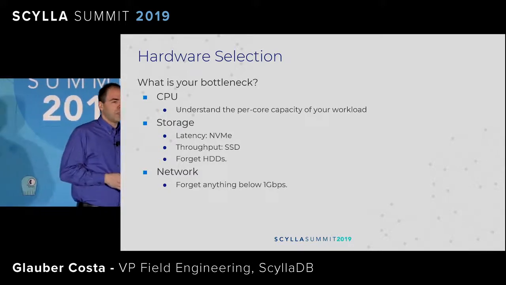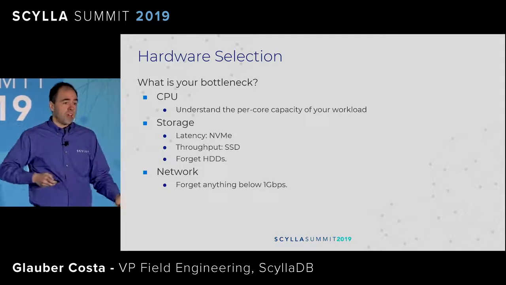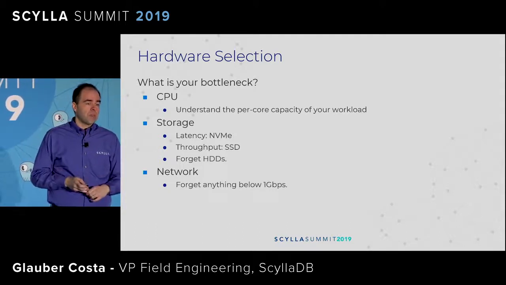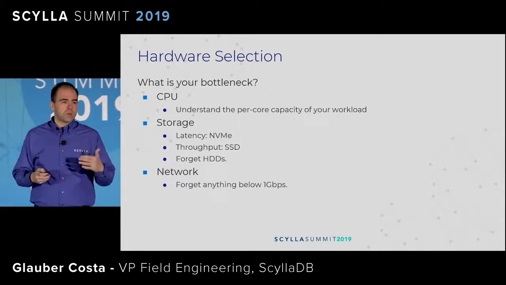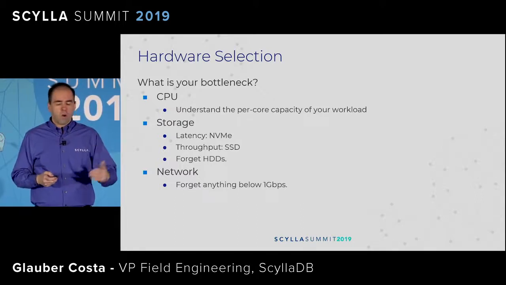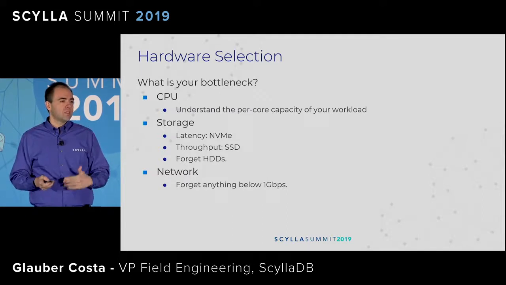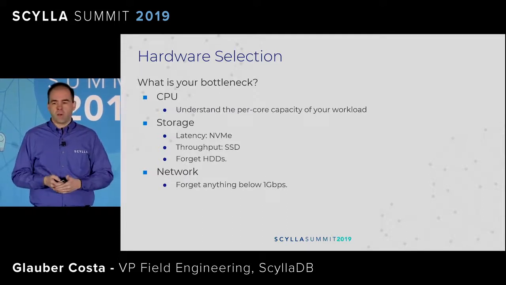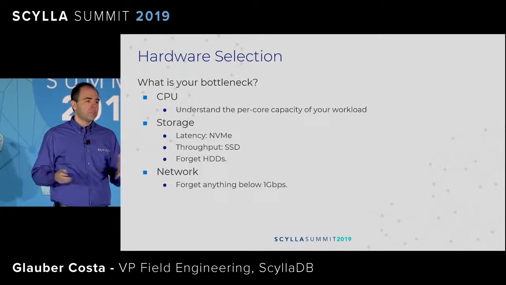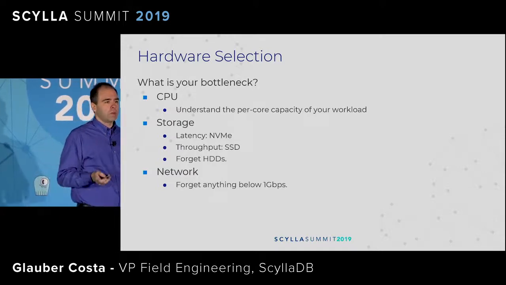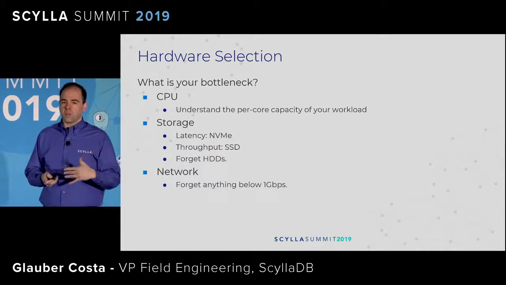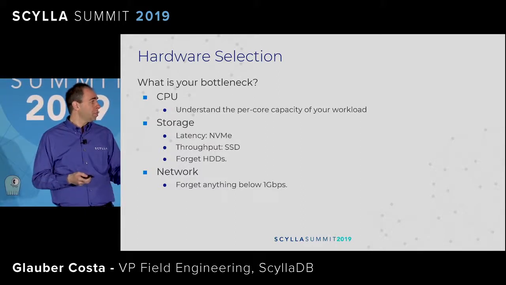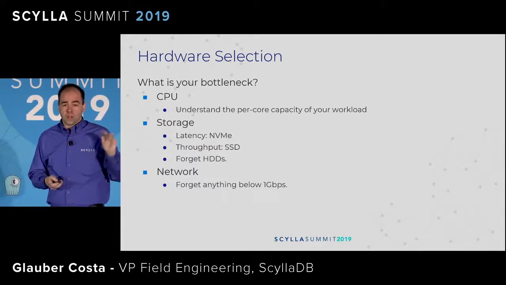HDDs in general, I usually don't recommend. Some people do have them, and we try to make the best out of it. But SSDs are getting cheaper and cheaper by the day, so it's a much, much better bet to go with SSDs. And if you need the latencies, then NVMes are essentially a better option. For throughput, you can still put a lot of SSDs together in a RAID array and get good throughput, but the latencies coming from an NVMe are much better. So our recommendation is always, if you can, go with it.